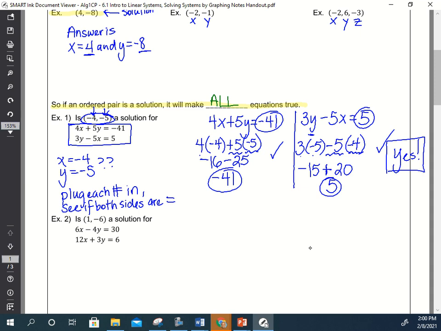So remember, if the first one works, you check the second one. If the first one fails, the answer is no. First one works, check the second one. First one fails, stop the problem, the answer is no.